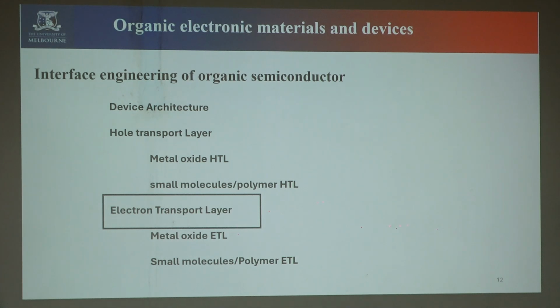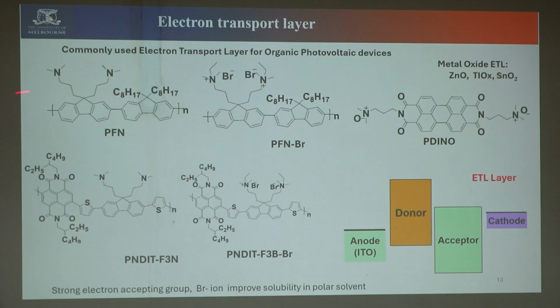Now we will go to the electron transport layer. For electron transport layers, I can give some families. Among metal oxides we can use zinc oxide, TiOx and tin oxide. This is what the majority of people use. In addition, there are other libraries. This is a common one.